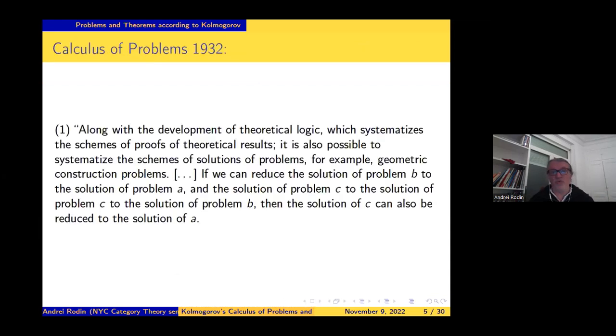Okay, now a very short exposition of what he means by calculus of problems, what is the idea of the paper. I have some quotes here. Andrei Nikolaevich says that along with the development of theoretical logic, which systematizes the schemes of proof of theoretical results, it is also possible to systematize the schemes of solutions of problems, for example, geometric construction problems. If we can reduce the solution of problem B to the solution of problem A, and the solution of problem C to the solution of problem B, then the solution of C can also be reduced to the solution of A. So we have this relation of reduction between problems, which is similar to, say, logical consequence, and we have this analog of modus ponens for problems.